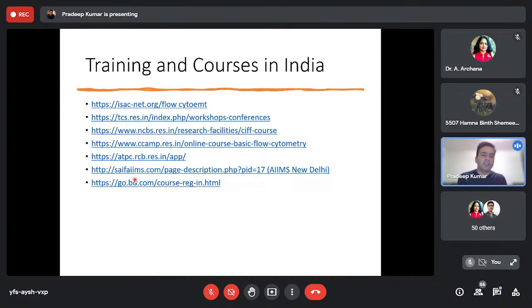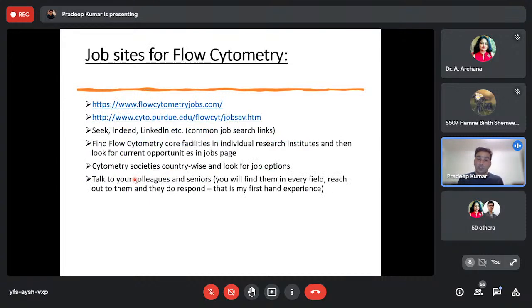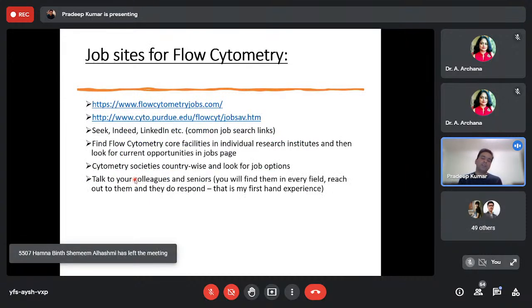I'm not sure. I mean, it was there for quite a few years back, but they are still doing a regular flow cytometry basic course, which is a 3-day course which you can join. So there's a payable fee in there, but I think it's worth it if you want to make a career in that particular field.